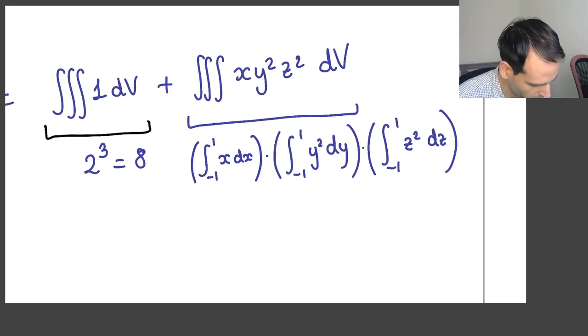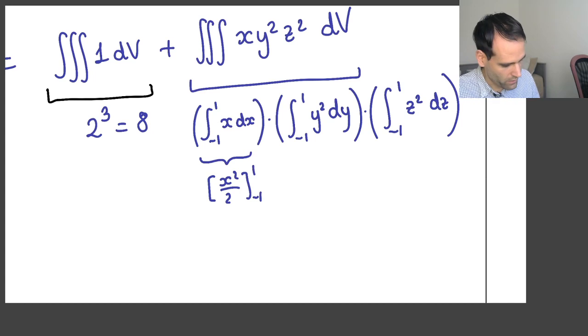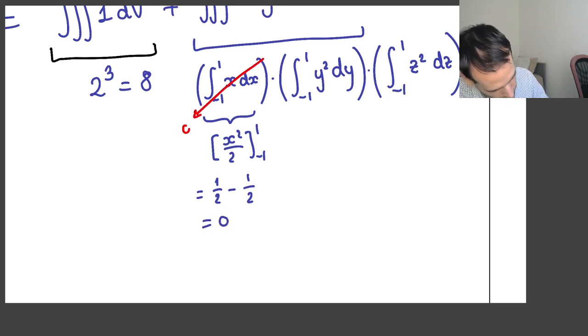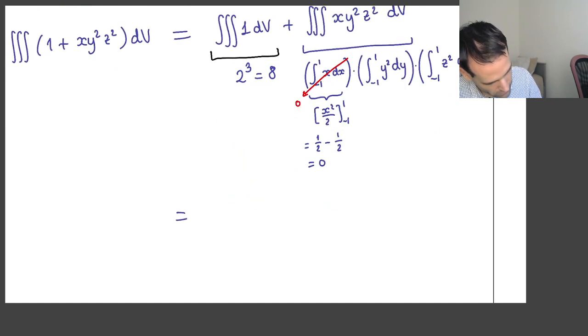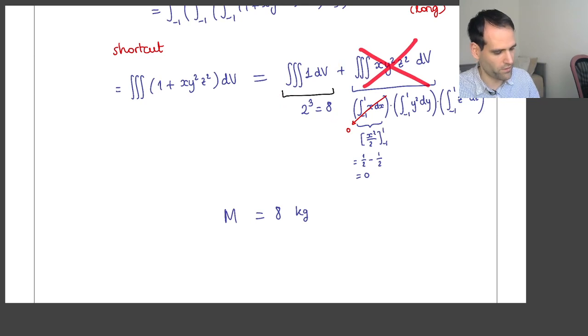Okay? And this is actually really easy to do. For instance, this first integral is x squared divided by 2 between -1 and 1. And actually we don't need to calculate any further because this is equal to 1/2 minus 1/2, which is 0. So this goes to 0, and therefore this second term will be 0 because it's 0 times something. So we can stop there. And we can say that the final result is equal to 8 kilograms. Okay, which was this first term here, because that term disappeared.